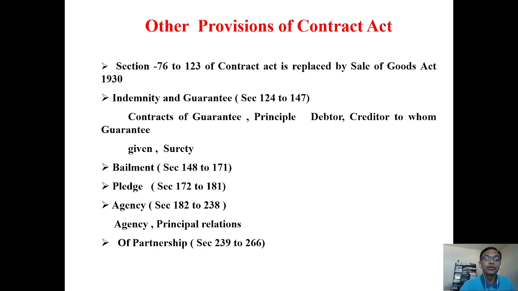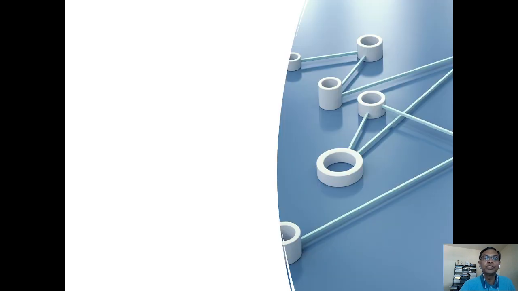Earlier, Sections 239 to 266 of the Act were dealing with partnership agreements also. Now the partnership deeds and agreements are governed under the Indian Partnership Act, also enacted in 1932. So these provisions are now invalid and are replaced by the Indian Partnership Act. So this is all about the Contract Act provisions, Sections 1 to 75, mostly relevant for construction.